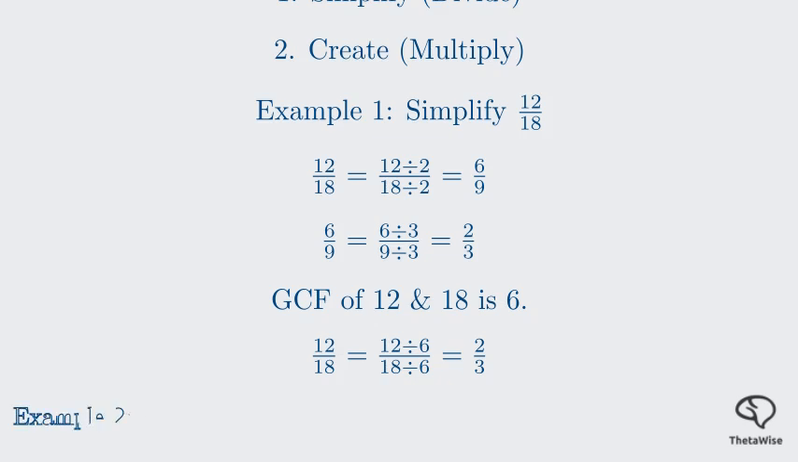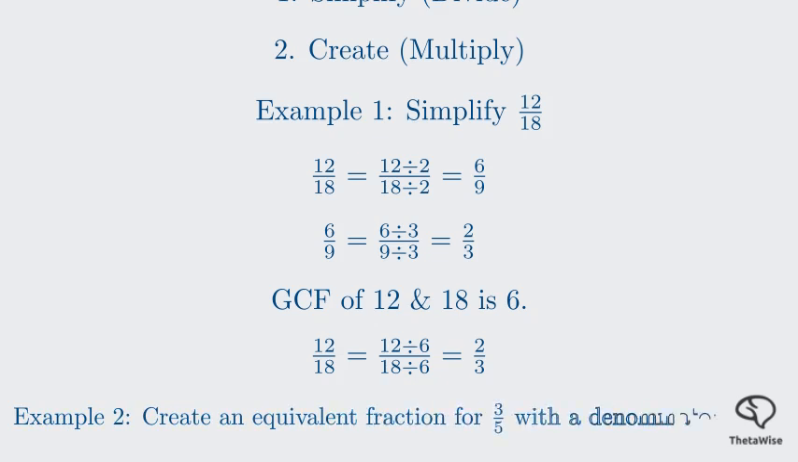The second way is to create an equivalent fraction by multiplying both the numerator and the denominator by the same non-zero number. This is useful when you need to find a common denominator for addition or subtraction. Let's say we want to create an equivalent fraction for 3/5 that has a denominator of 20. We ask ourselves, what do we multiply 5 by to get 20? The answer is 4. So we must also multiply the numerator, 3, by 4. This gives us 12/20. So 3/5 is equivalent to 12/20.